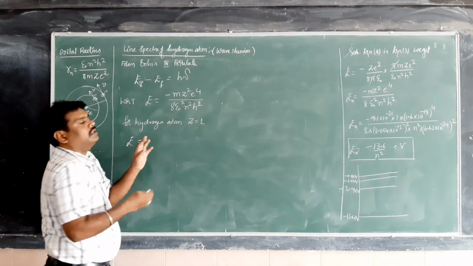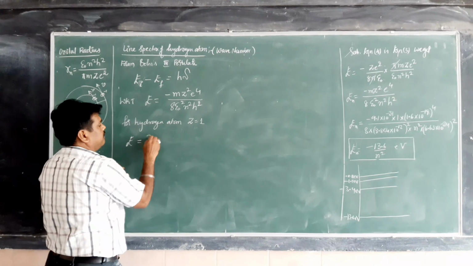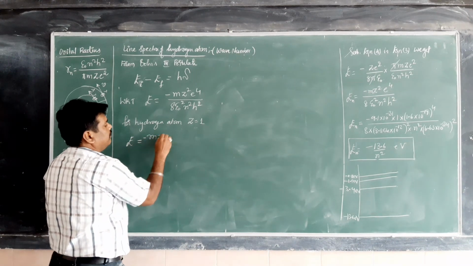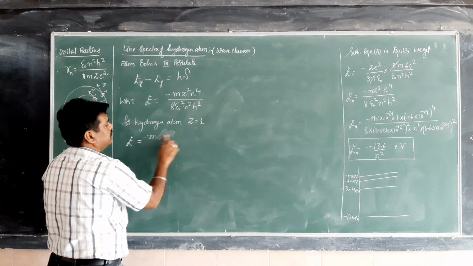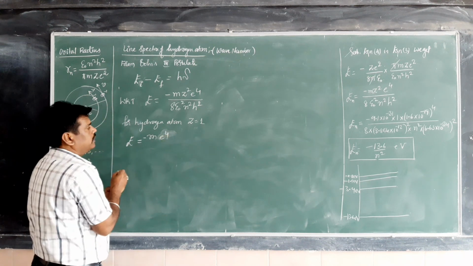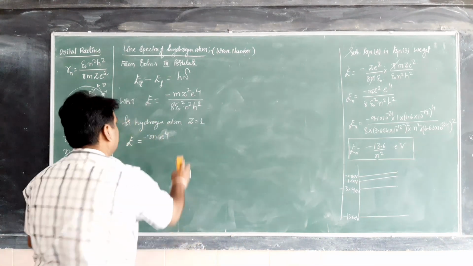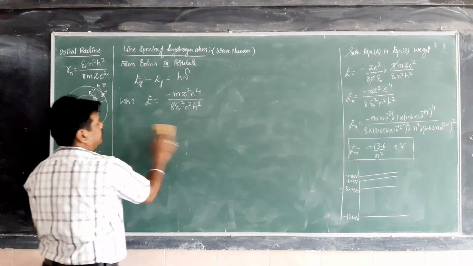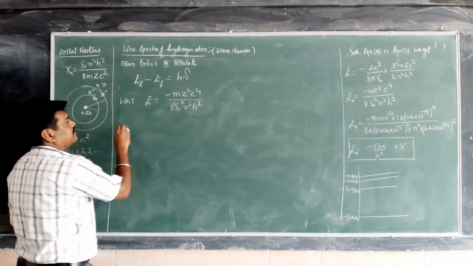Generally, the Z value may be any value depending upon the atom. So the energy is minus m Z squared e to the power of 4. Here Z value is 1, so m e to the power of 4 whole divided by... I will consider the general formula first, and at the end I will consider the hydrogen atom, the Rydberg constant for hydrogen atom.